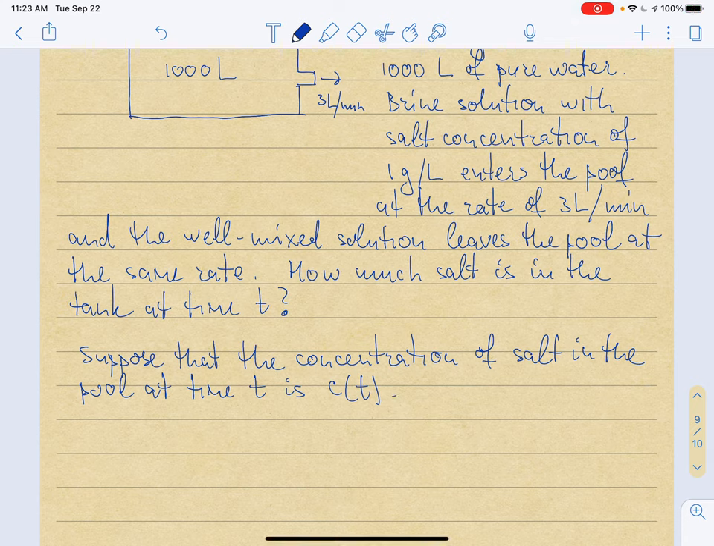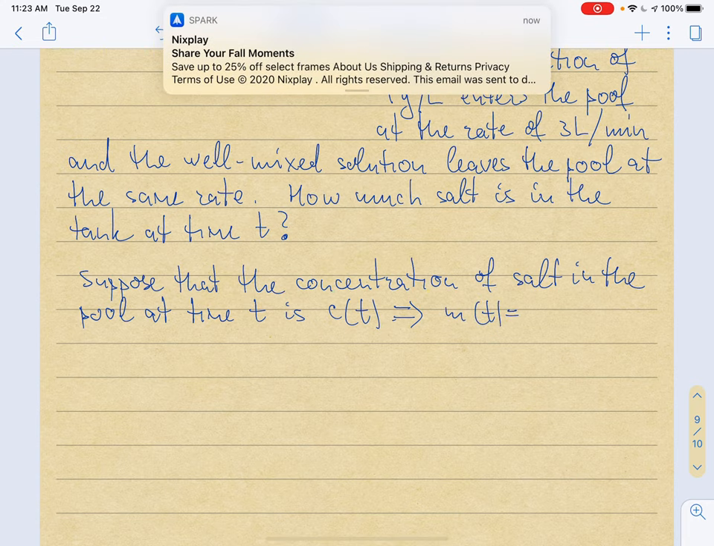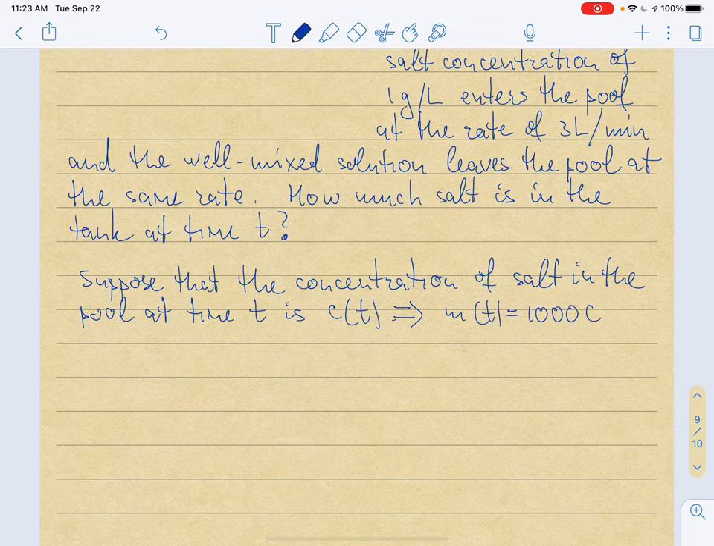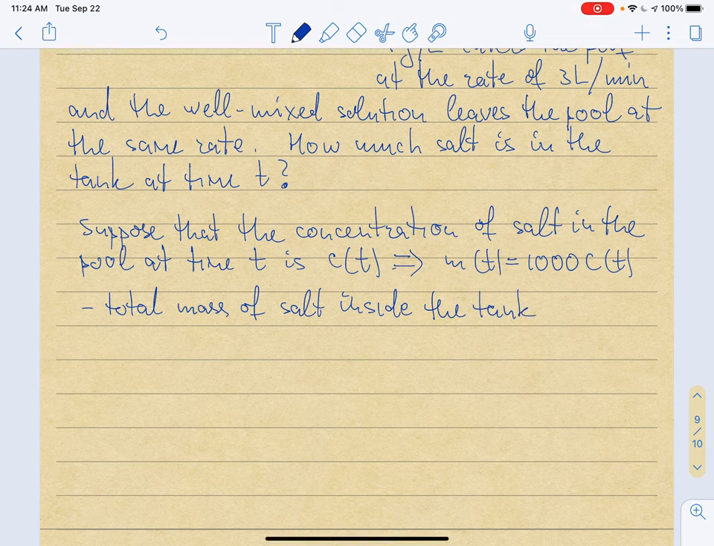If I knew this C of t, would I be able to find how much salt is in the tank at time t? The answer is yes, because how concentration is related to the mass is: mass is concentration times volume. So then M of t is equal to 1,000 times C of t, which is going to be the total mass of salt inside the tank. So I may choose to work with C of t or M of t. The only distinction between them is that one is 1,000 times the other.